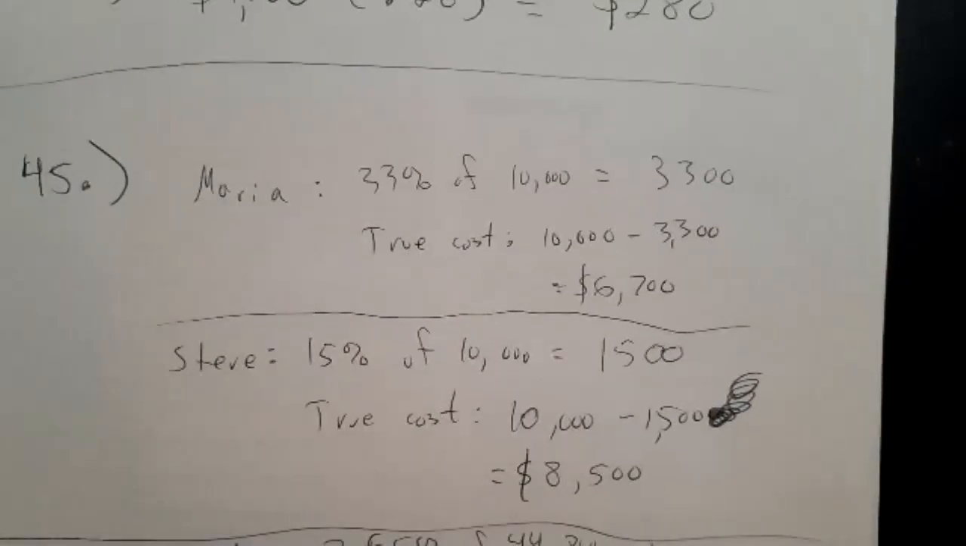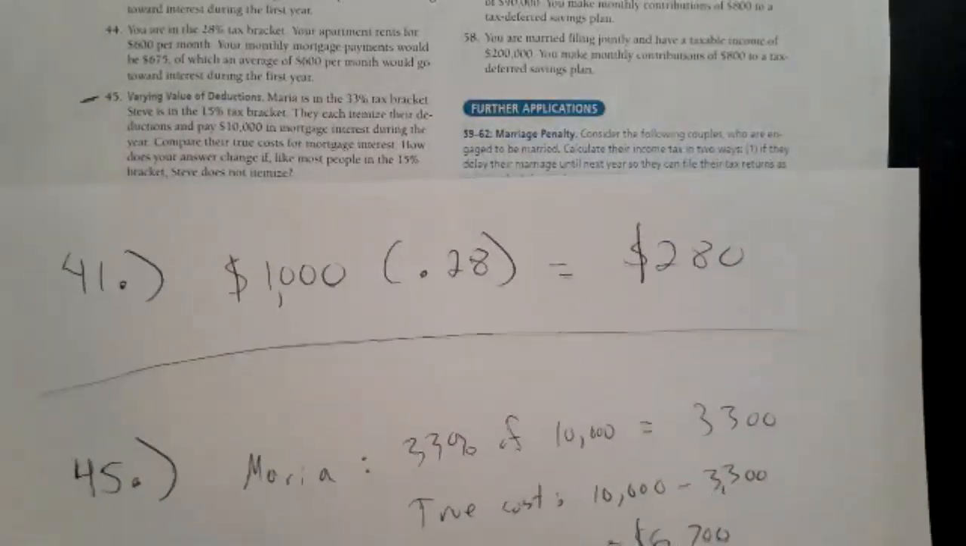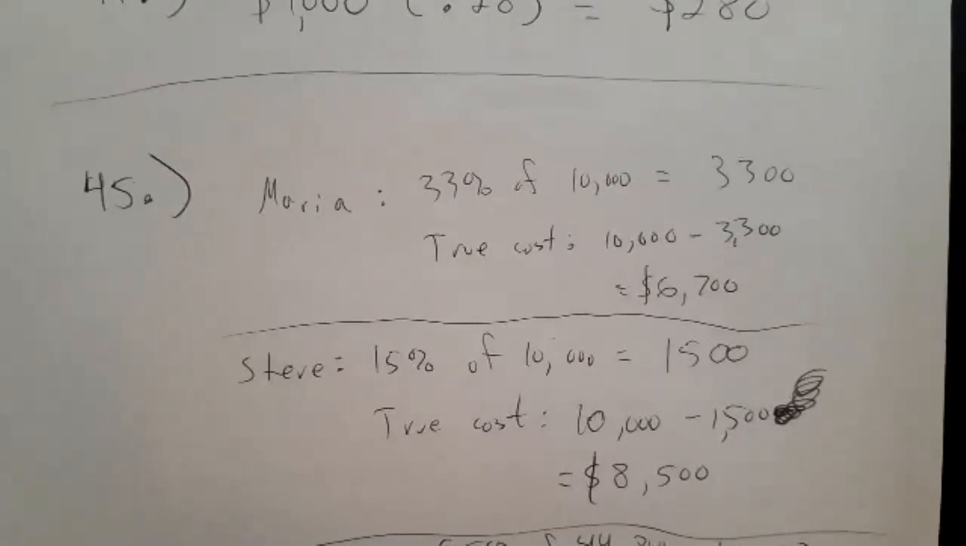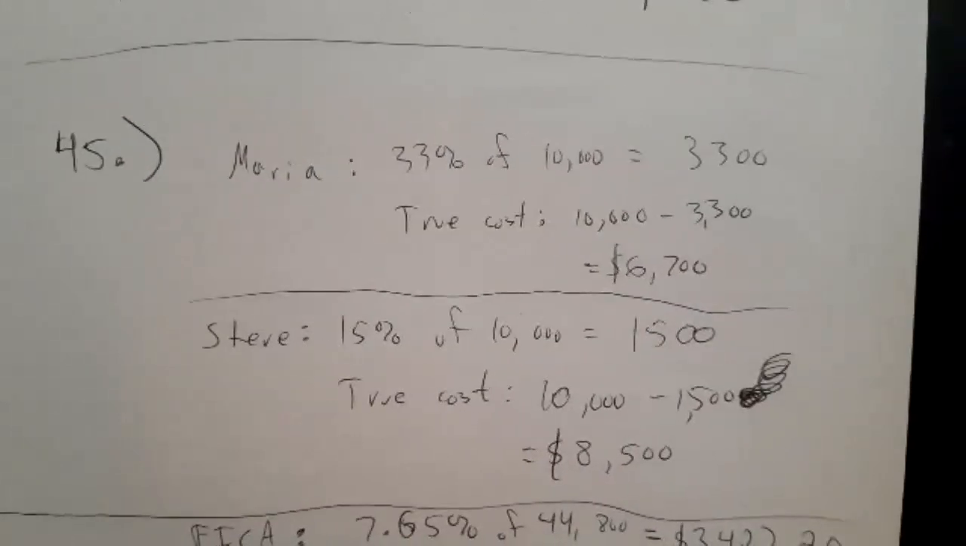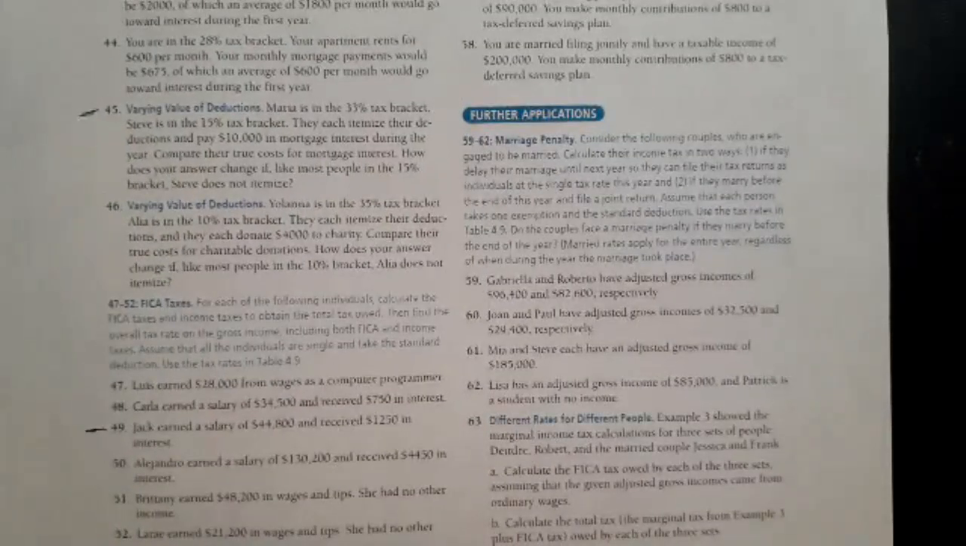So that is 45. That is comparing their true cost, if they both itemize things. If he doesn't itemize things, what is it? If he doesn't itemize it, then he doesn't get that. He's paying the full 10,000, I believe. Okay. That is 45.